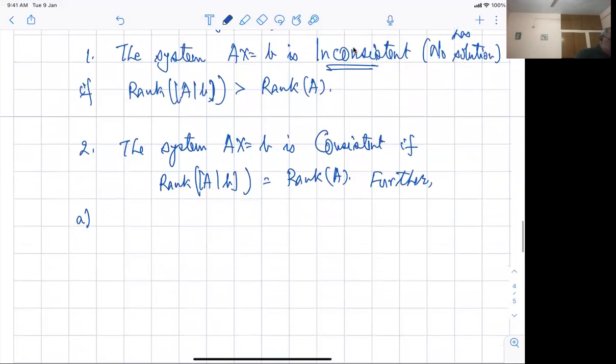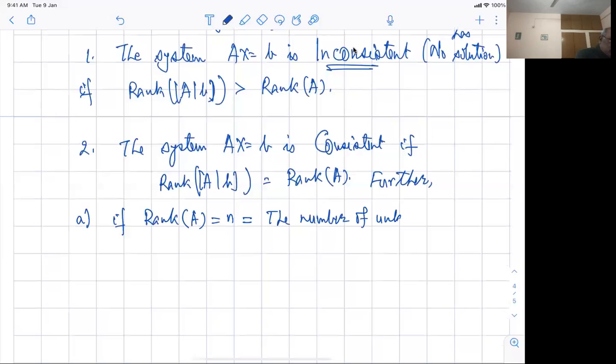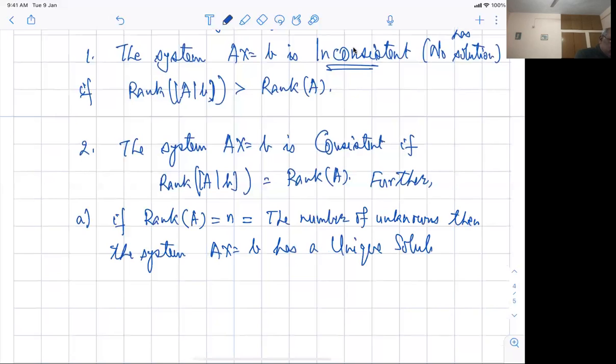Further, A, if the rank of A is equal to n, which is the same as the number of unknowns, then the system Ax = B has a unique solution. Why a unique solution?